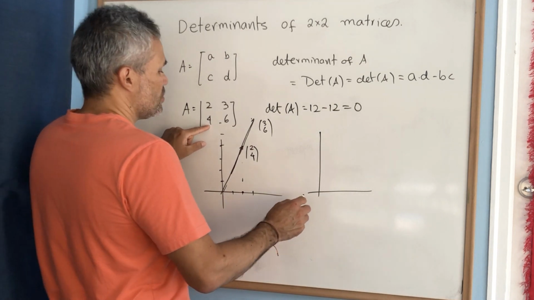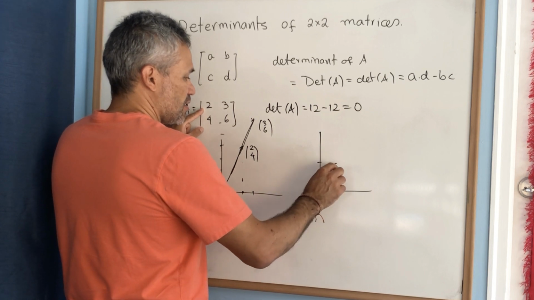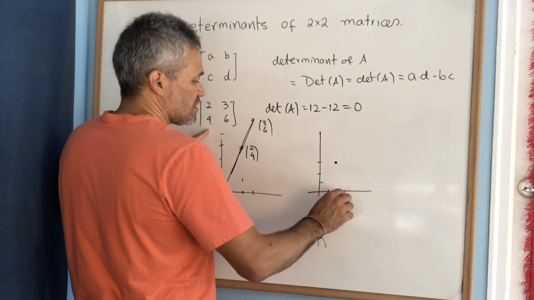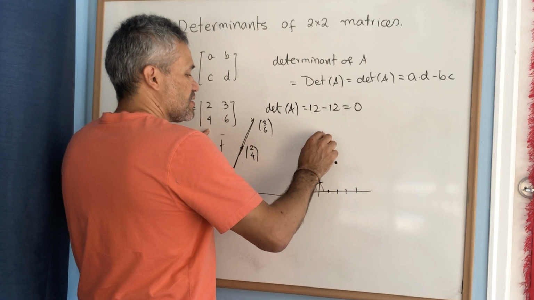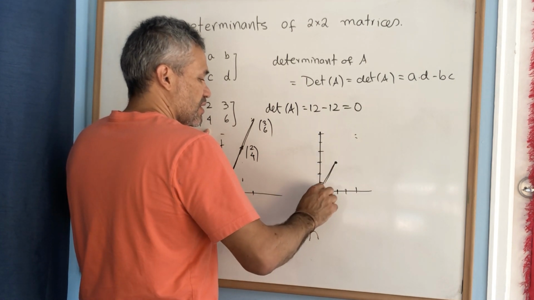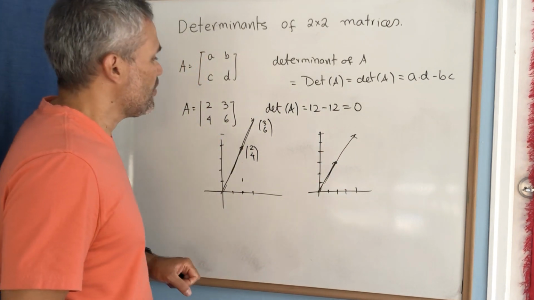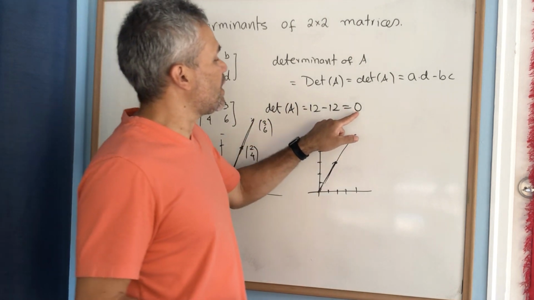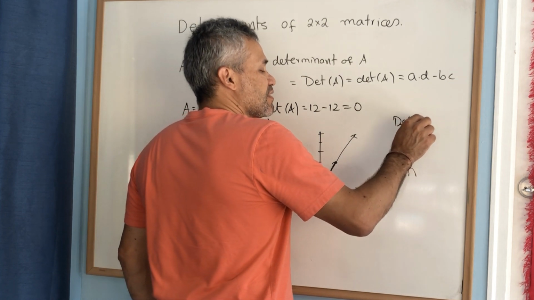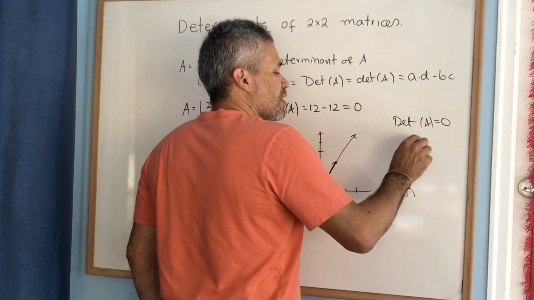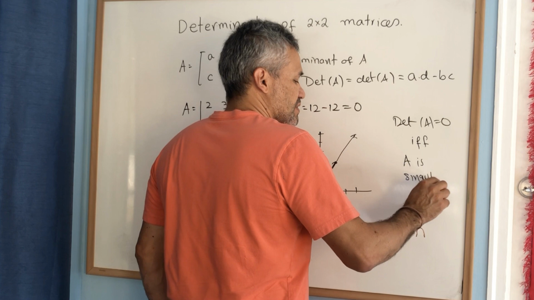You can also consider the rows: 2, 3 is here, and 4, 6 is here. Then in this case we are thinking about these 2 vectors which are parallel, then they have area 0. It is not difficult to check that the determinant of any matrix A is 0 if and only if A is a singular matrix.